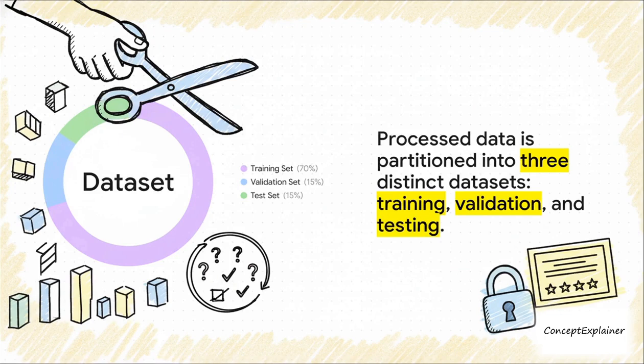Think of it like this. About 70% becomes the training set. That's the textbook the model studies from. Then about 15% is the validation set. This is like a pop quiz to check its progress and tweak things. And that last 15%, that's the test set. We lock that away in a drawer. It's for the final exam, to get a truly honest grade on how much it's learned.